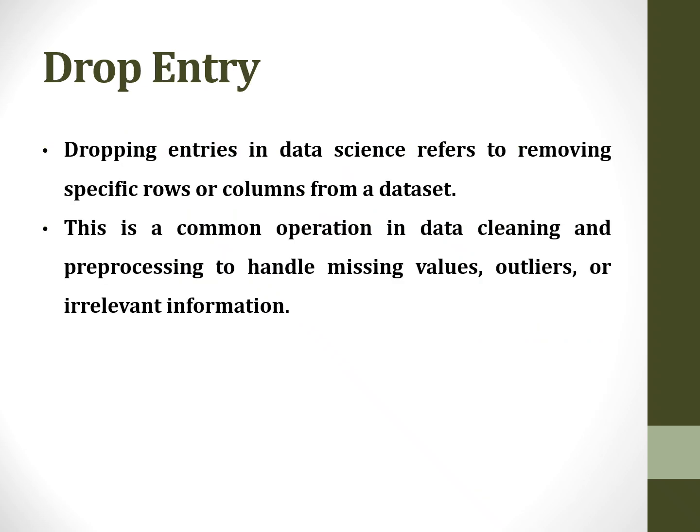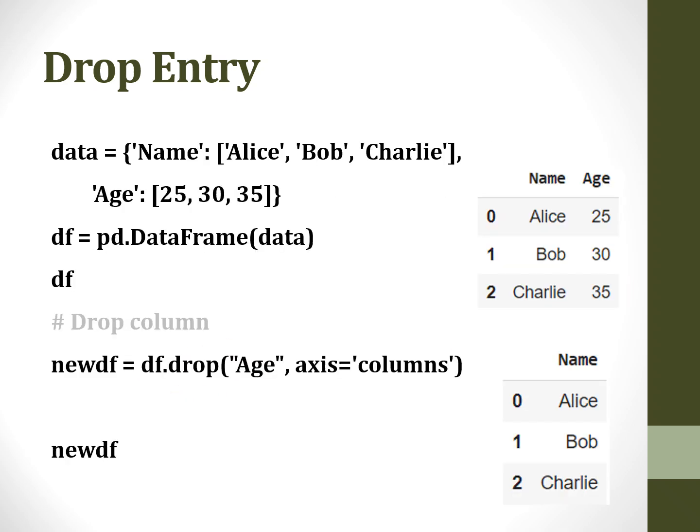So dropping an entry. Dropping refers to removing specific rows or columns from a data set. This is the most common operation used in data cleaning and pre-processing to handle missing values, outliers or irrelevant information. We can see an example for this.